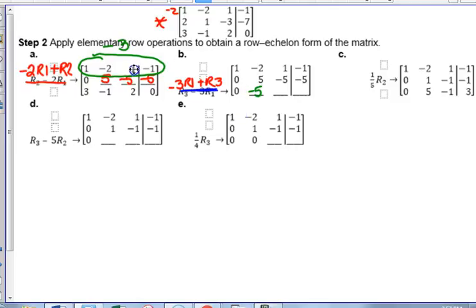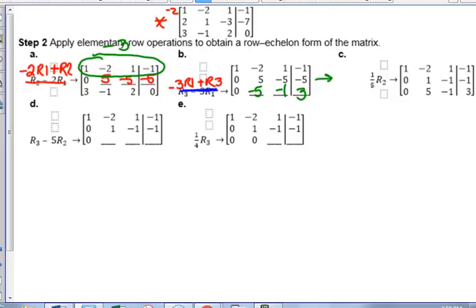-3 times 1 added to 2. -3 times -1, 3, added to 0 is just 3, right? All right, they already did that here. Then they took this row and divided it all by 5 and got this.